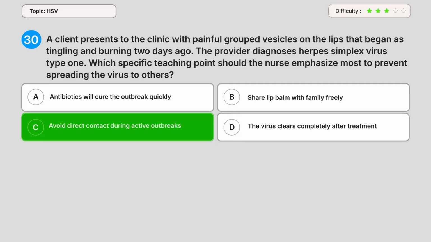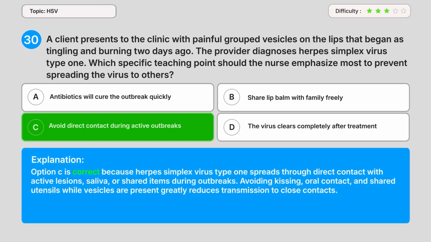Correct answer, C. Avoid direct contact during active outbreaks. Explanation. Option C is correct because herpes simplex virus type 1 spreads through direct contact with active lesions, saliva or shared items during outbreaks. Avoiding kissing, oral contact, and shared utensils while vesicles are present greatly reduces transmission to close contacts.